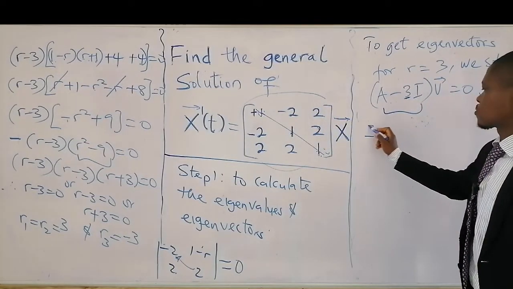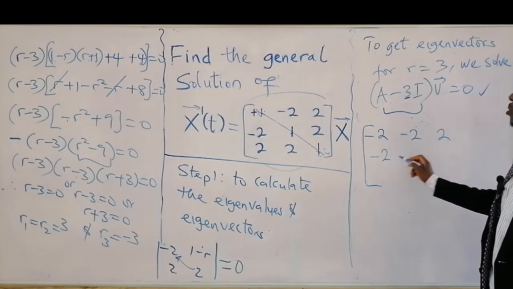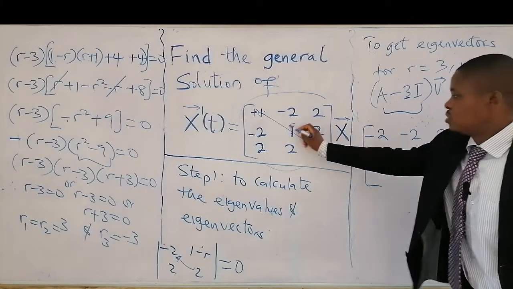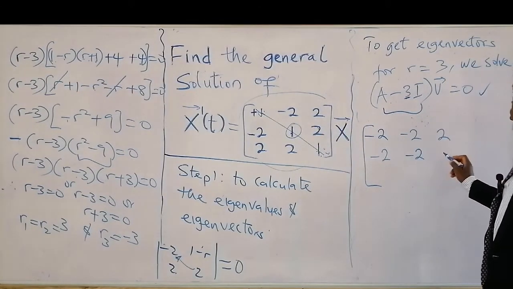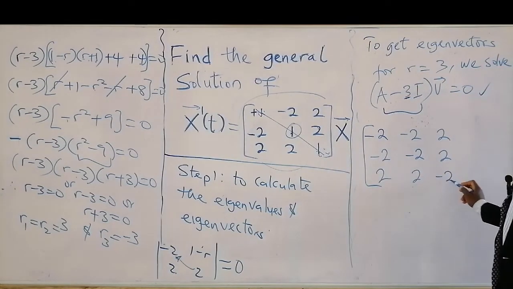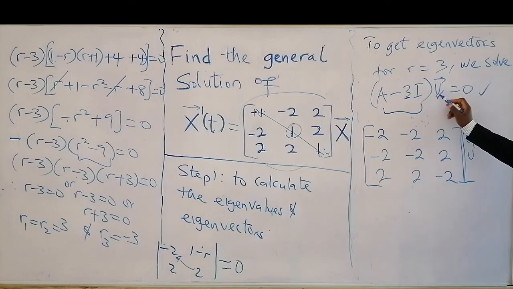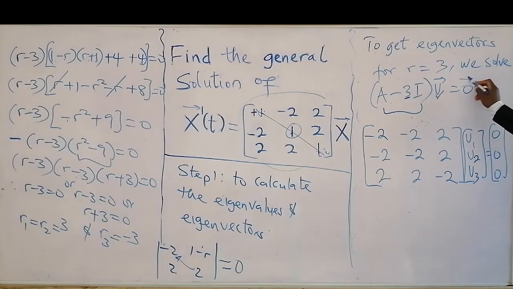That's minus 2, minus 2, 2, minus 2. The main diagonal, 1 minus 3, 1 minus 3, minus 2, 2, 2, 2, 1 minus 3, minus 2. Then the components of the vector here, this is the eigenvector, that will be U1. Since the matrix is 3 by 3, we're going to have U1, U2, and U3 equal to 0, 0, 0.